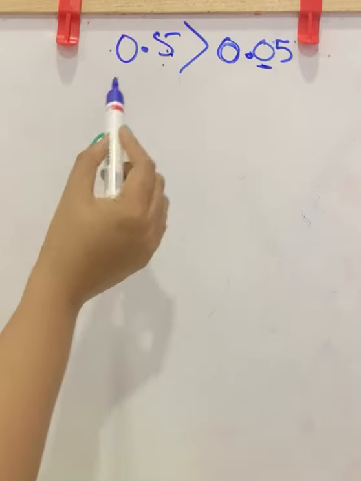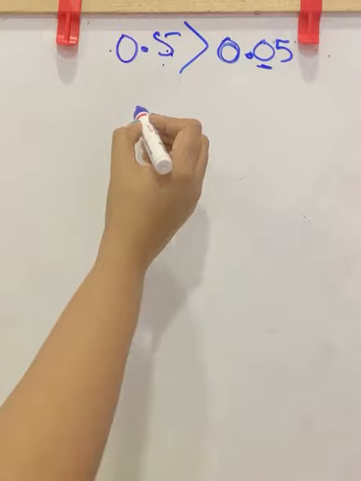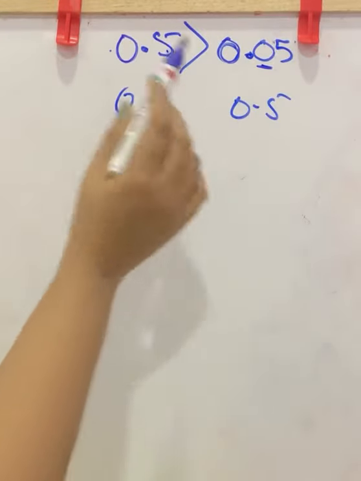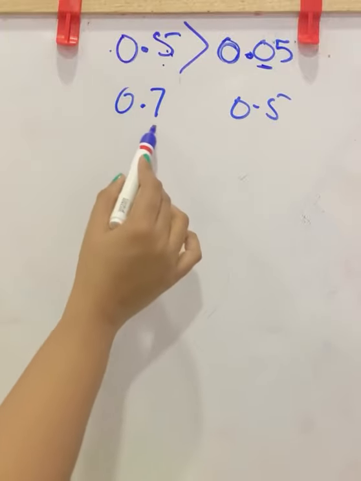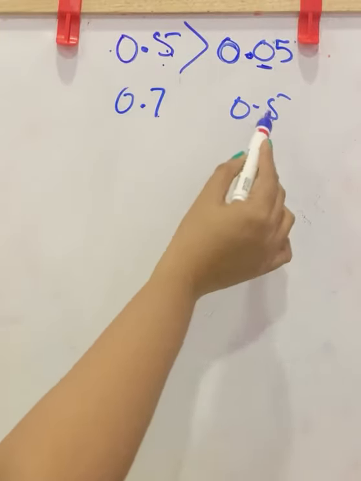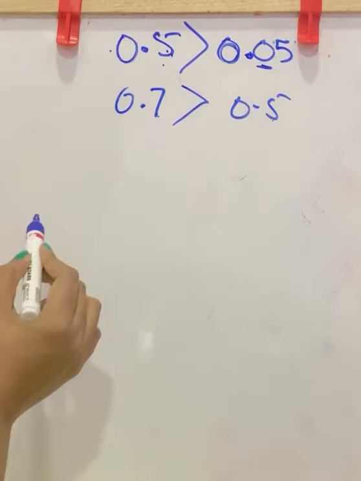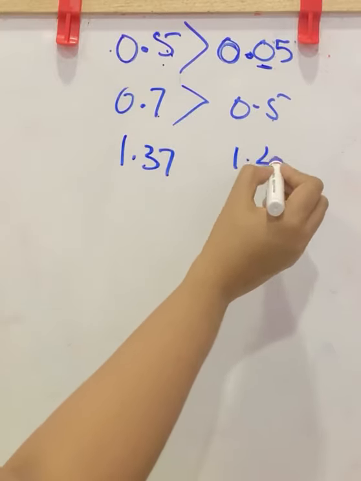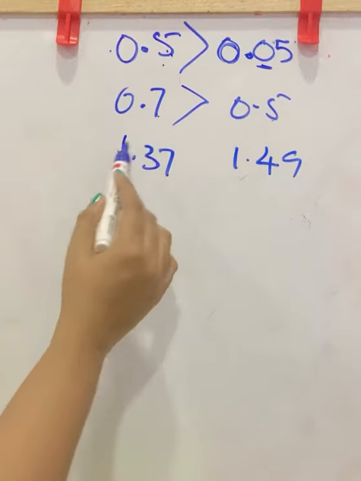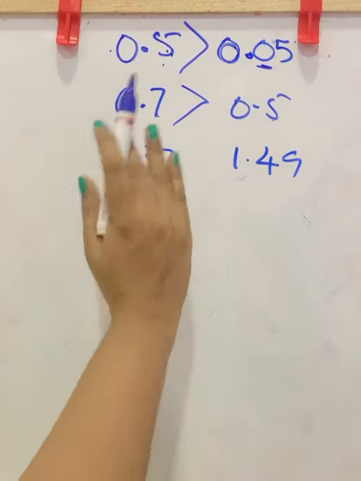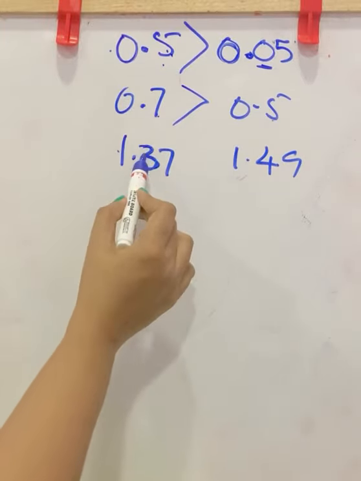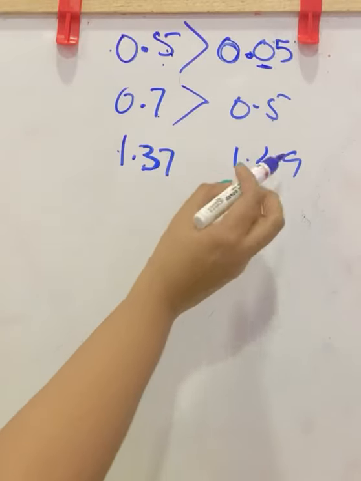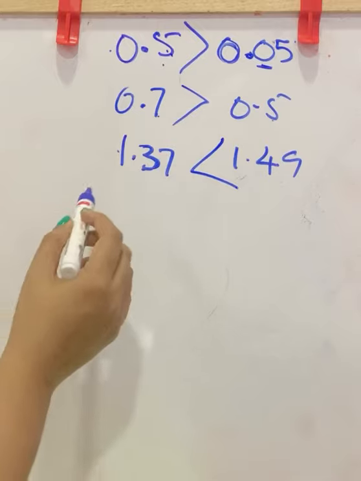5. Next is 0.7 and 0.5. Here the whole number part is 0. So coming to the 10th place, 7 and 5. This is greater. Next is 1.37 and 1.49. Here the whole number part is 1. So coming to the decimal numbers, here the 10th place is 3 and here the 10th place is 4. So which one is greater? This.